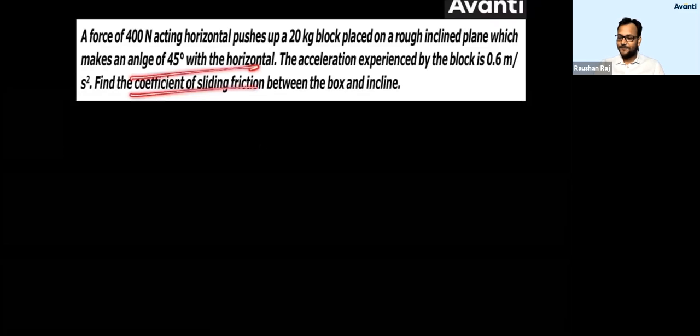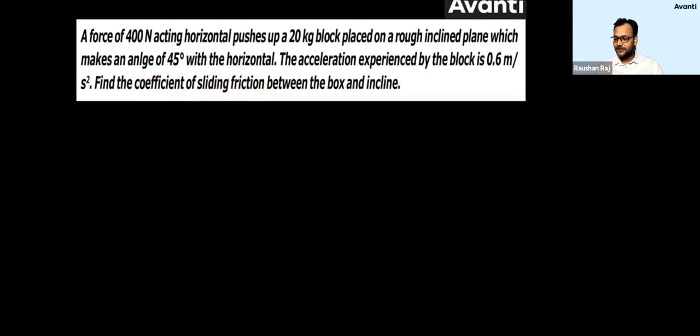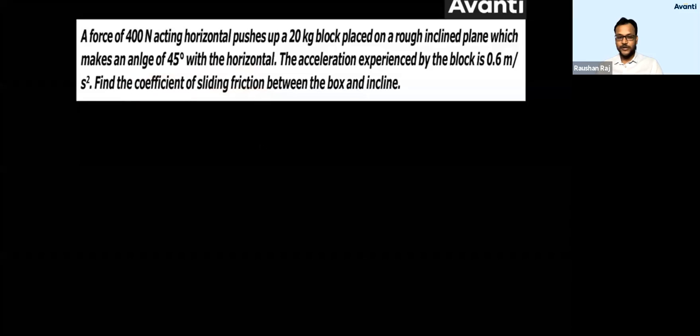It is a very easy question. So a force of 400 newton horizontal pushes up a 20 kg block placed on a rough inclined plane, which makes an angle of 45 degrees with the horizontal. Guys, tell me what is the value of N?